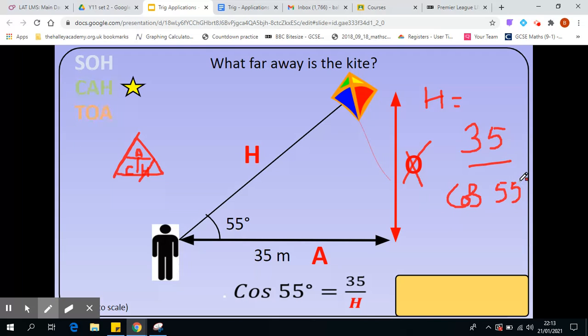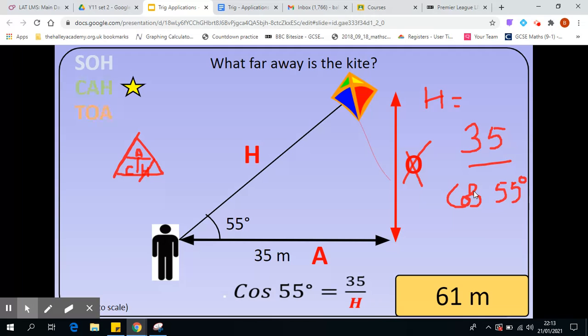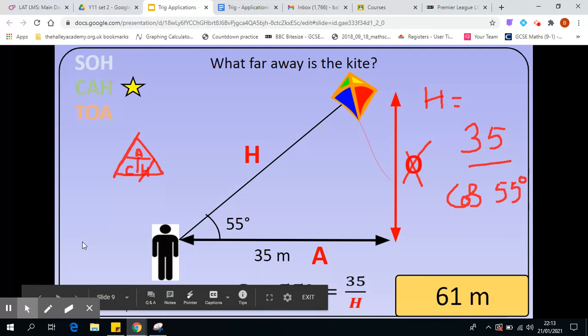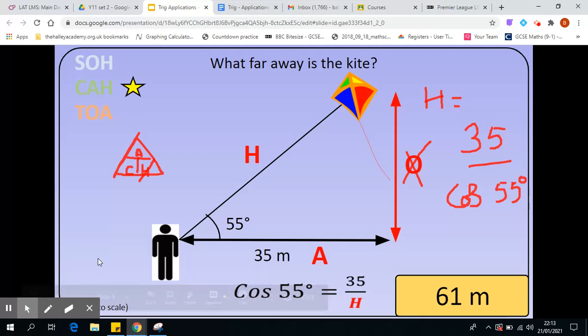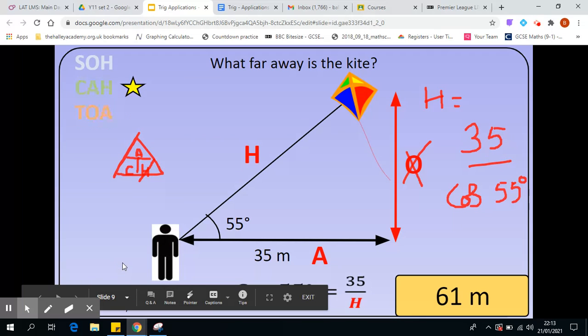When you're using your calculator, please ensure the calculator is in degree mode so that you get the correct answer. And 35 divided by cos 55 degrees would provide you 61 meters. Using the example provided, please test yourself in slides 10, 11, 12.